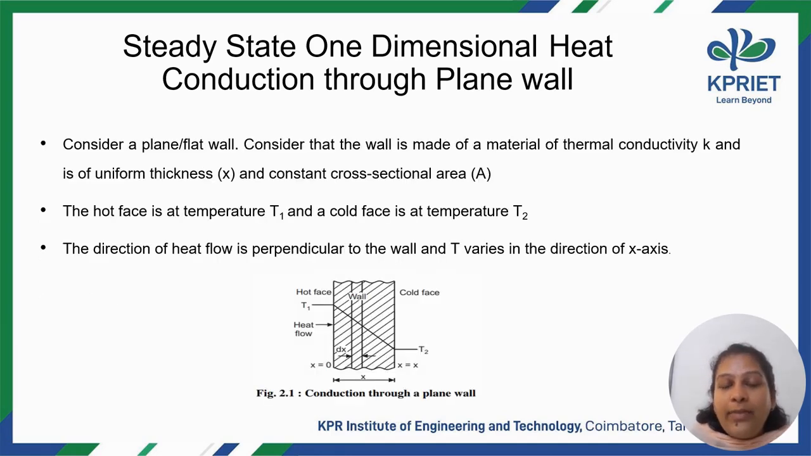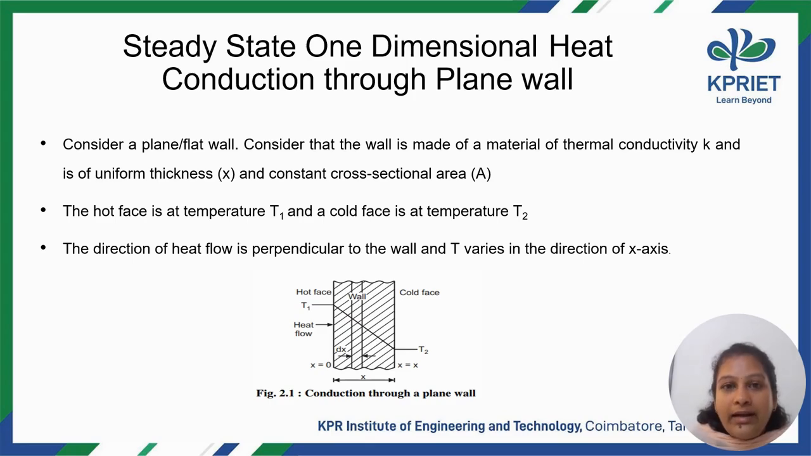So look at this diagram in figure 2.1, conduction through a plane wall. Let us consider a plane wall. At one point it is the hot face of the plane wall and the other point is the cold face of the plane wall. The hot face is at a temperature T1 and the cold face is at a temperature T2. You can identify that T1 is higher than T2 by the line that passes through the wall, that is a declining line. Heat always flows from higher temperature to lower temperature, that is from T1 to T2.